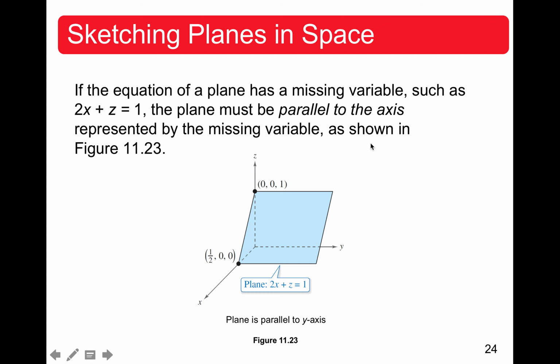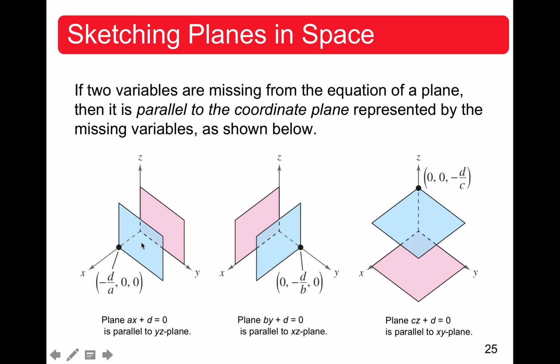If the equation of a plane has a missing variable, like this one's missing a y, it means that the plane must be parallel to the axis represented by the missing variable. So you can see that this plane would be parallel to the y-axis because it's missing the y value. If it's missing 2 variables, then it's going to be parallel to the coordinate plane that's represented by the missing variable. So if it has an x in it, but no y or z, it's parallel to the yz plane. If it has a y, it's parallel to the xz plane. And if it has a z, it's parallel to the xy plane.